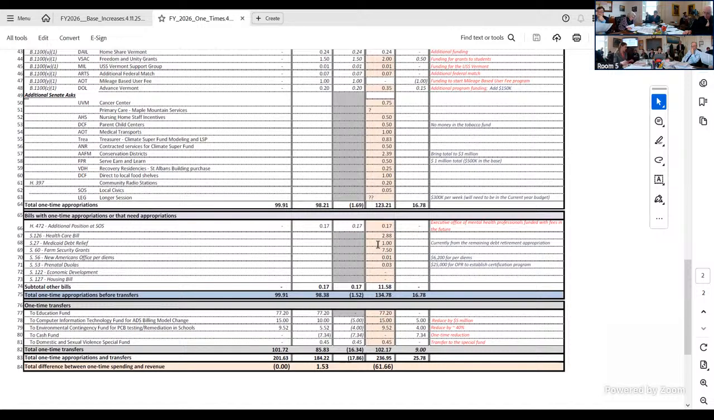So then after that, we go down to the transfers. So we have the $77 million going to the education fund. There's the money going to the computer information technology fund for the ADS billing model change. Can I ask, on the education fund transfer?